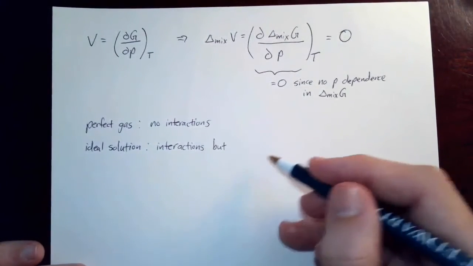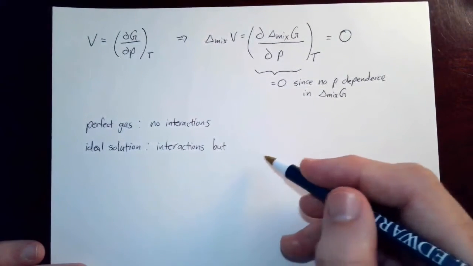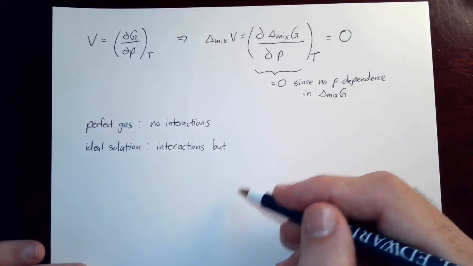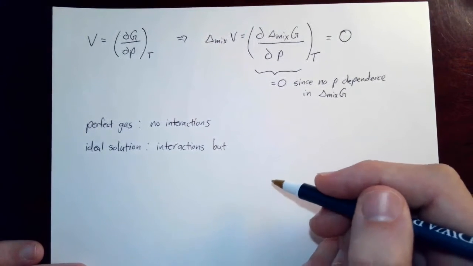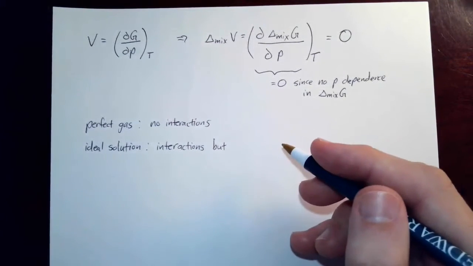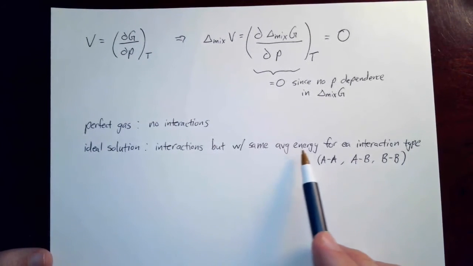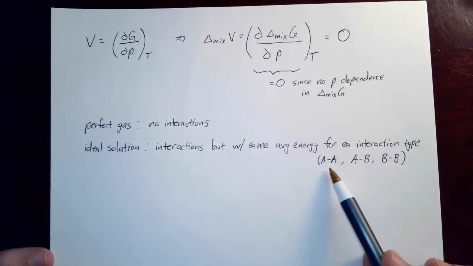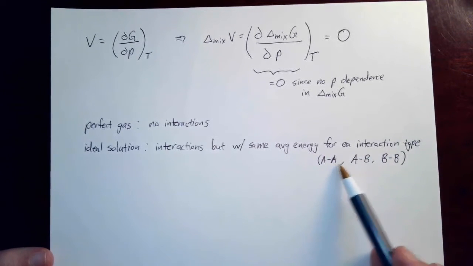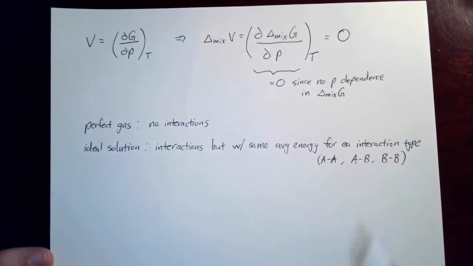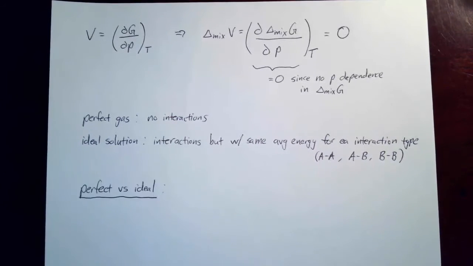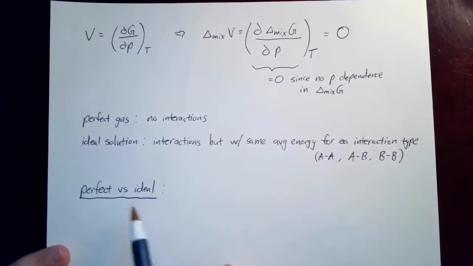Meaning if species A interacts with species A, it'll have about the same energy as species A interacting with species B and B with B. But interactions, with the same average energy for each interaction type. Since it's a binary mixture, we have 3 interaction types, AA, AB, and BB. So this is a good time to point out what is the difference between perfect and ideal.